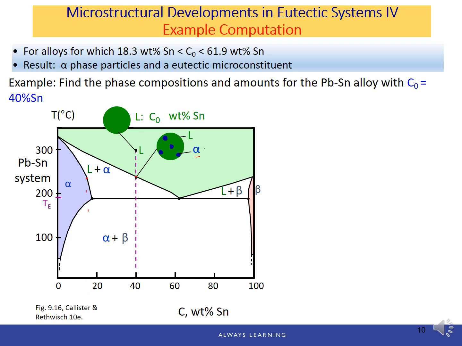And now we cool it all the way down to right above the eutectic temperature. So assume this tie line is very close to the eutectic temperature, right above it. And now the alpha composition is, we just use the left end of the eutectic line, which is 18.3%. And the liquid composition is the eutectic composition. So again, your tie line will just stop at the boundaries of this region.